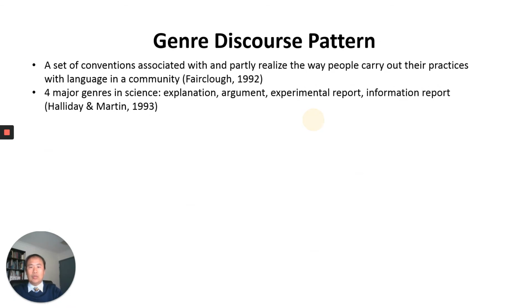Right, moving on to the fourth pattern, which is the genre pattern. According to Fairclough, a genre is a set of conventions associated with, and partly realizing, the way people carry out their practices with language in a community. In science, there are four major genres, which are explanation, argument, experimental report, and information report. From a discourse perspective, scientific genres are closely related to scientific practices.